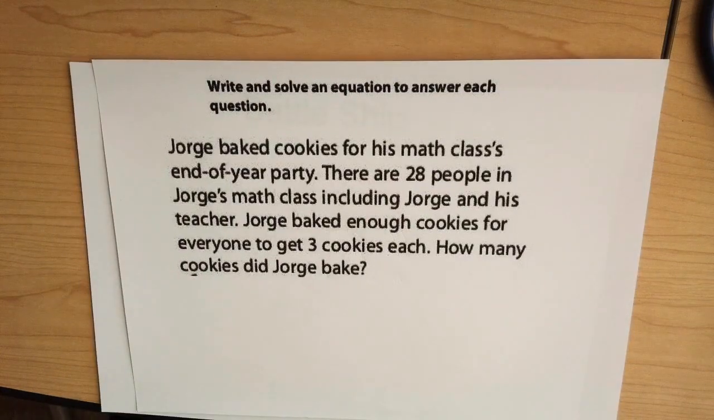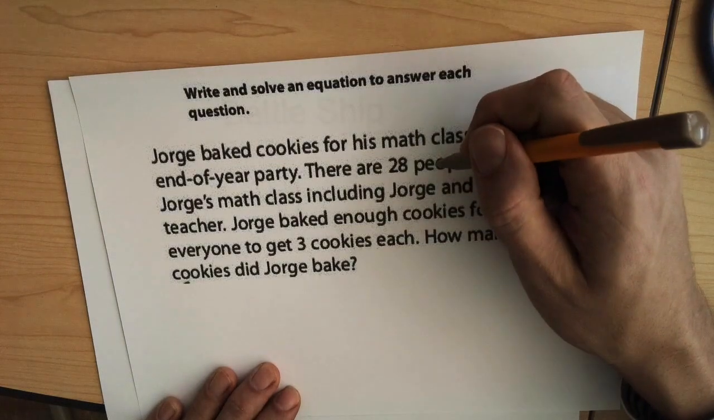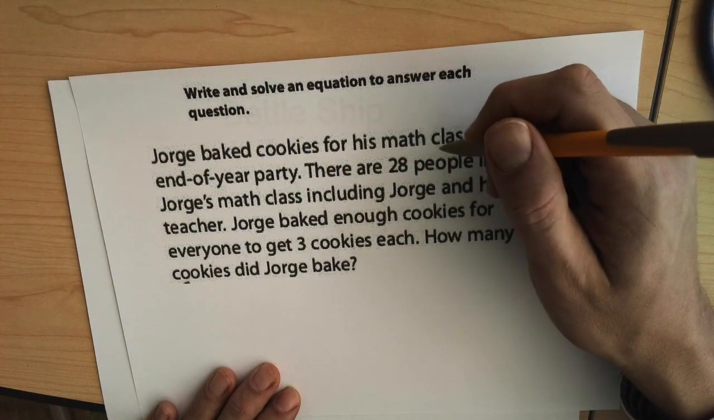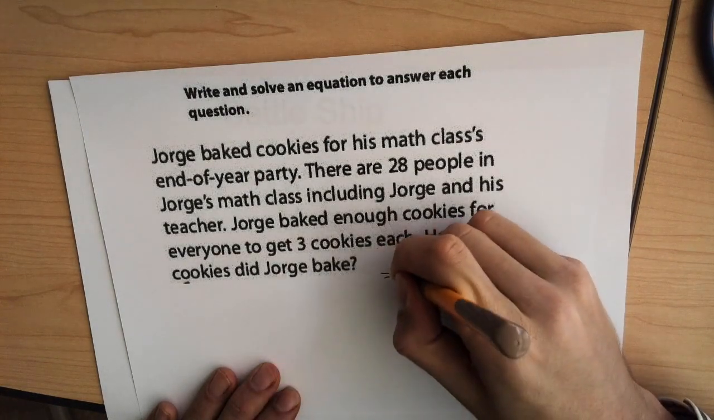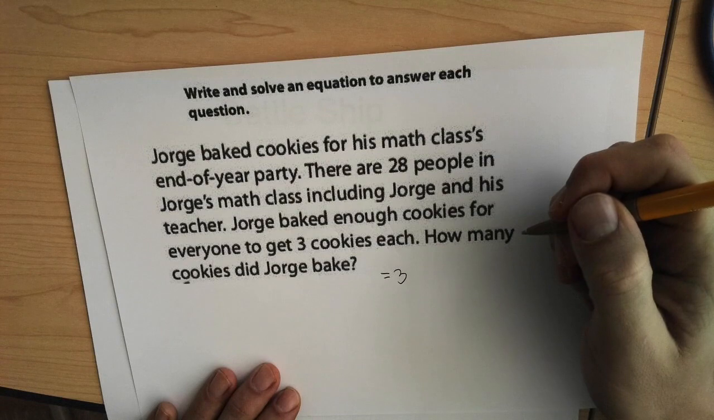Jorge baked cookies for his math class's end of the year party. There are 28 people in Jorge's class, including Jorge and his teacher. Jorge baked enough cookies for everyone to get 3 cookies each. How many cookies did Jorge bake? So 28 people in Jorge's class, including Jorge and his teacher. Jorge baked 3 cookies each. So we know our total is going to have to equal to 3.